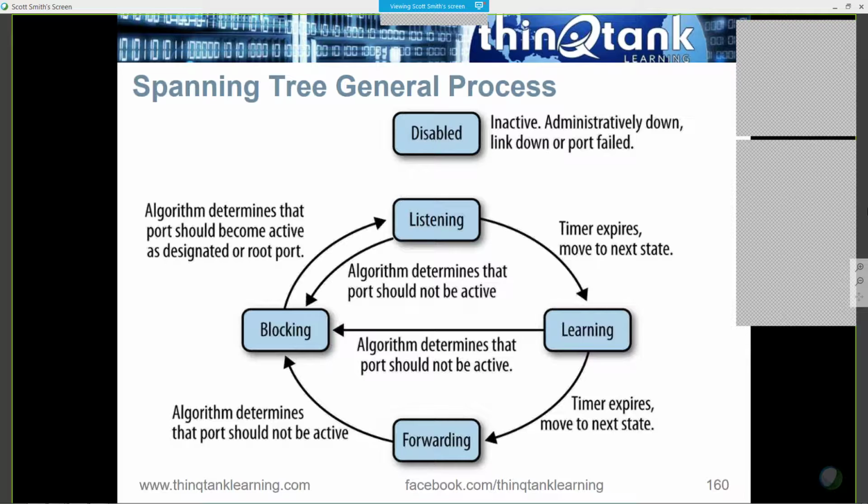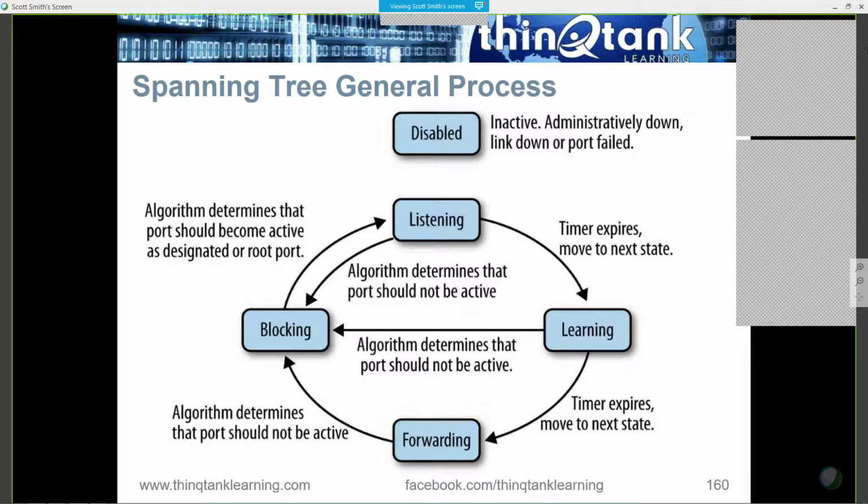So when spanning tree is converged, meaning that it's gone through its entire election process and figured out what the topology is supposed to look like, the stable states are blocking and forwarding. Some ports are going to get blocked, some ports are going to forward. Listening and learning are what we call transitionary states. The switch is going through these processes to try to figure out what ports should be what. The listening and learning states are 15 seconds each.